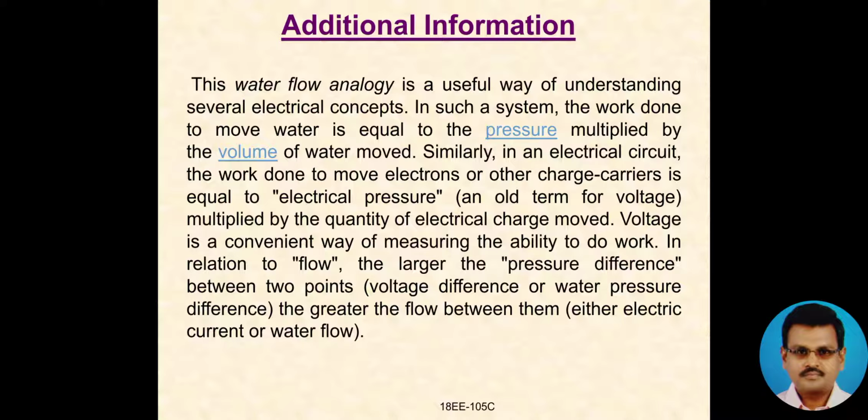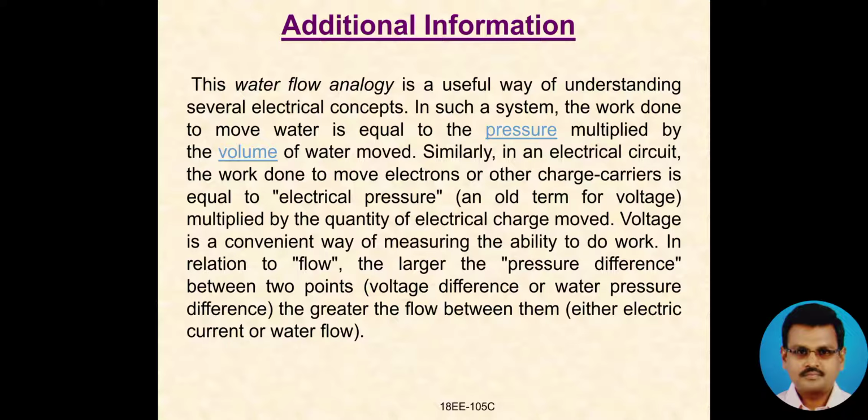In such a system, the work done to move water is equal to the pressure multiplied by the volume of water moved. Similarly, in an electric circuit, the work done to move electrons is equal to the electrical pressure, a volt, the term for voltage, multiplied by the quantity of electric charge moved. Voltage is a convenient way of measuring the ability to do work.